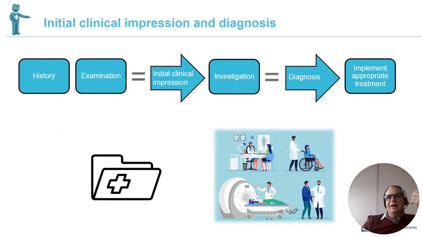But before we plan, we need to start understanding by taking that history and making a proper examination. And that will give us the initial clinical impression. For example, it is a painful wound near the ankle of the patient. It's got irregular edges. It's exudating. So our first impression will be that it's a venous leg ulcer.